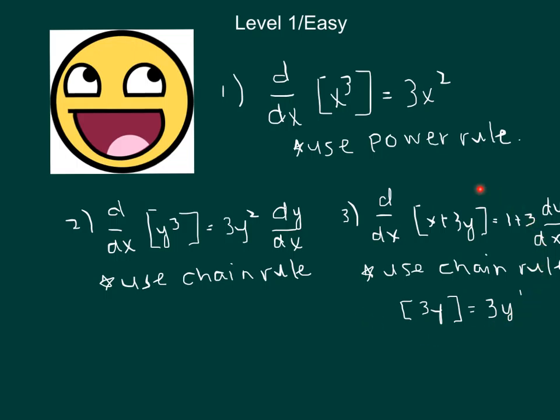Now the third problem, x plus 3y is equal to 1 plus 3. You use the chain rule, and here's an example of what you do during the chain rule. 3y equals 3y prime. That's how you get 1 plus 3.